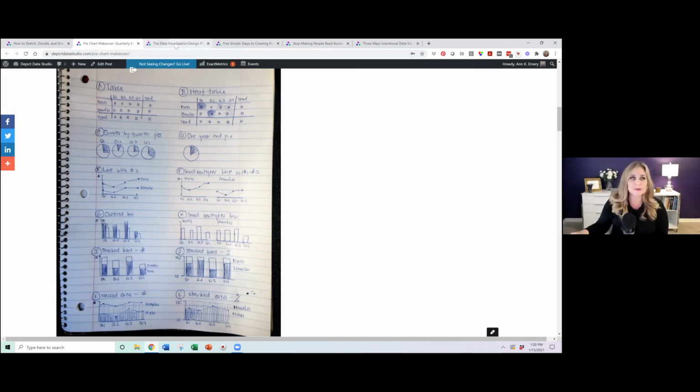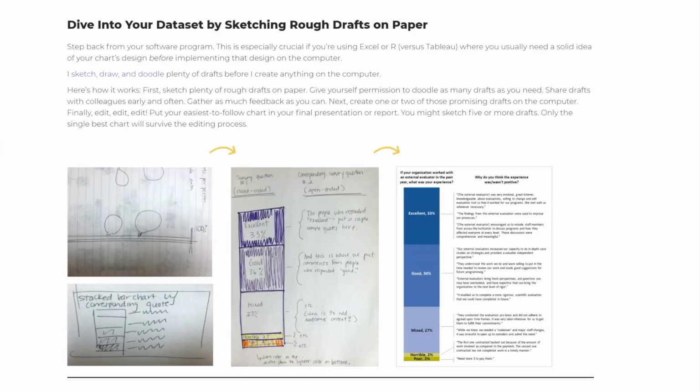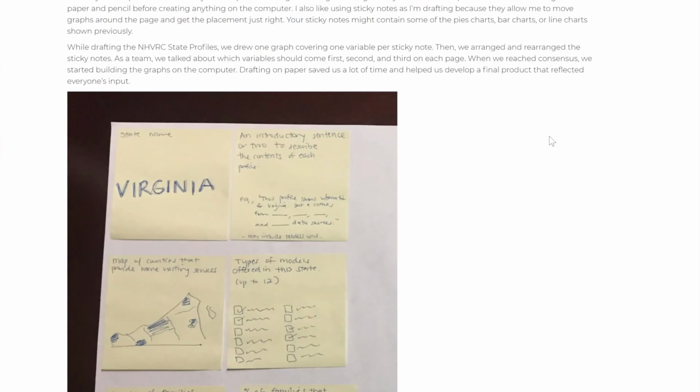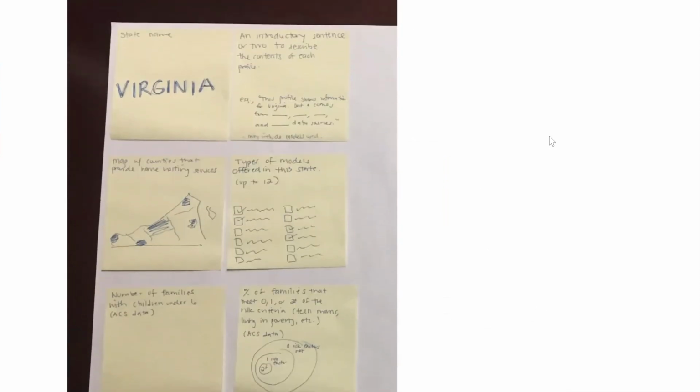So I've got some examples here where I'll use good old paper and pencil just to figure out what this layout might look like. Like if I want to have, let's say, a stacked column chart with also some sample quotes, how might I arrange that on the page so that it fits? Or this one, I actually grabbed some sticky notes to help me arrange the page. I want to say a page front and back was the final for this project.